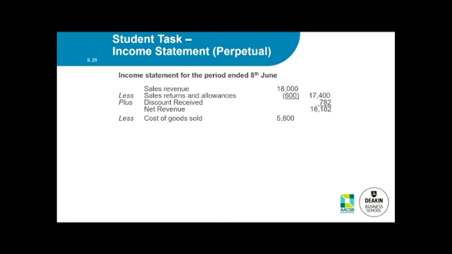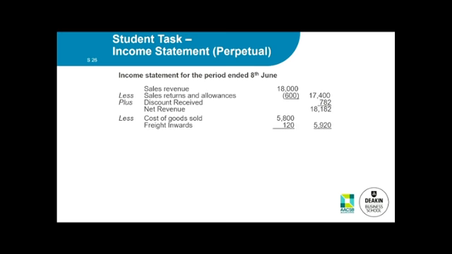So let's have a look at the income statement. What does the income statement look like? Well, we have sales revenue, we have sales returns, right? Then we have a discount that we received, and that would give us a total of net revenue or net sales of 18,182. Less cost of goods sold, 5,800, and that's it. Just one line of the cost of goods sold.